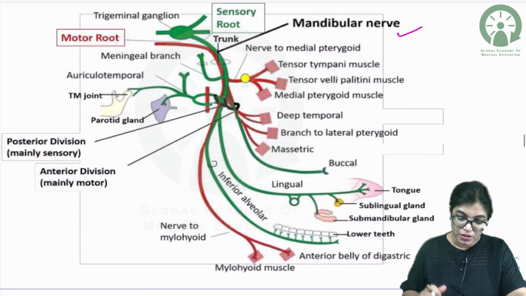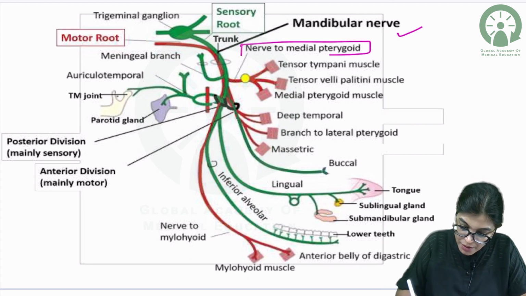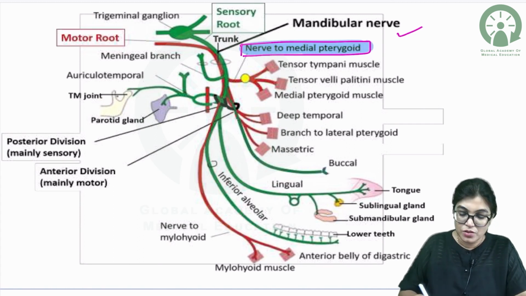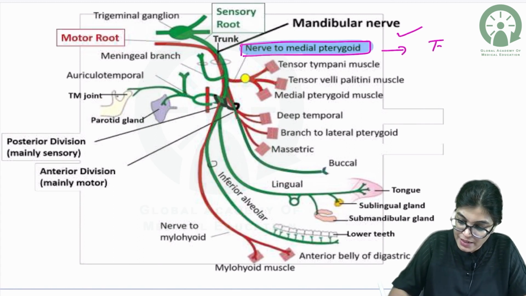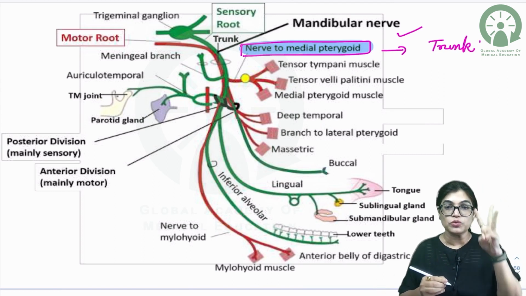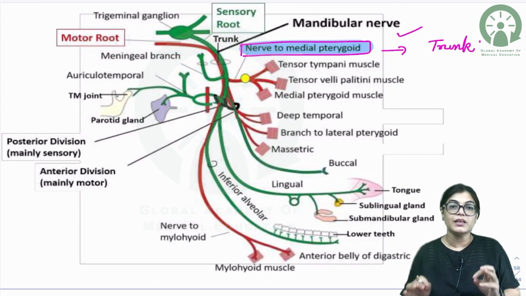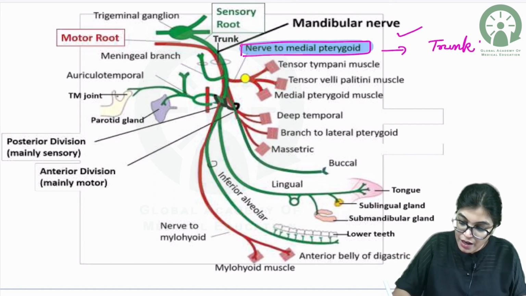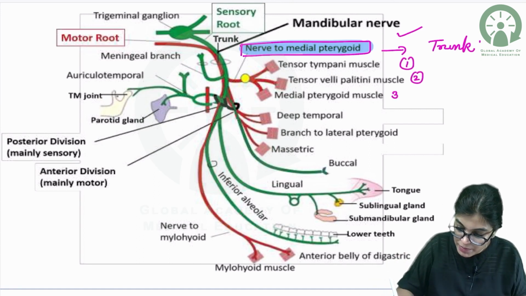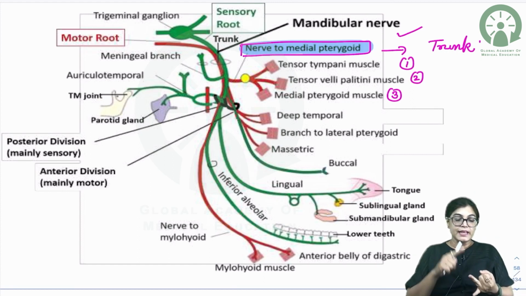Actually, when I am talking about mandibular nerve, from the trunk it gives one branch. This is called nerve to medial pterygoid. So this branch, nerve to medial pterygoid, is the branch from the trunk of mandibular nerve. Nerve to medial pterygoid is giving innervation to three muscles. The names of those muscles are tensor tympani, tensor veli palatini and medial pterygoid.